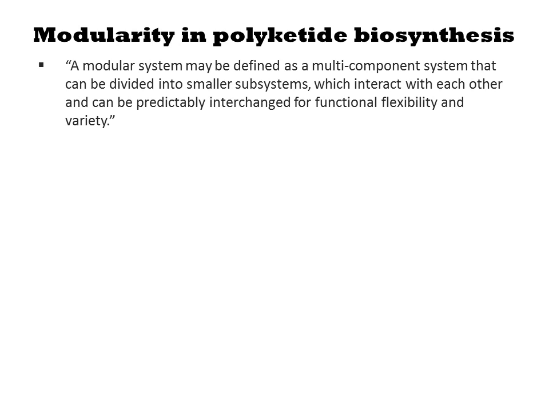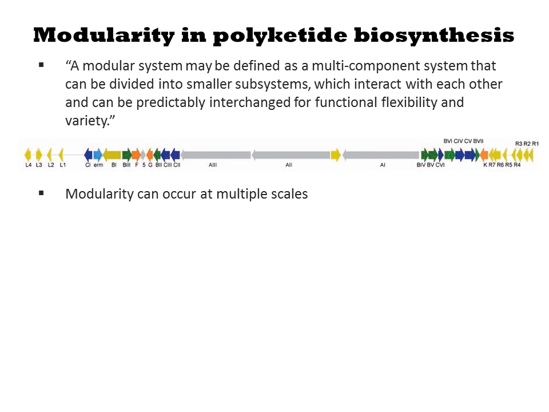A modular system may be defined as a multi-component system that can be divided into smaller subsystems, which interact with each other and can be predictably interchanged for functional flexibility and variety. Let's consider an example PKS gene cluster. There are many scales at which you might find modularity: the entire native biosynthetic cluster, the refactored set of proteins associated with the gene cluster, the individual coding sequences, and finally the individual domains.